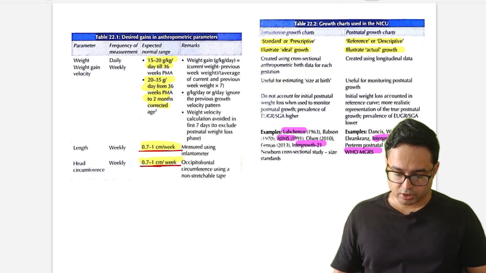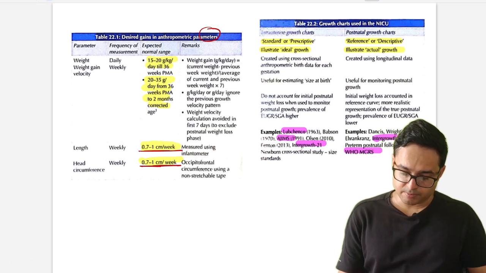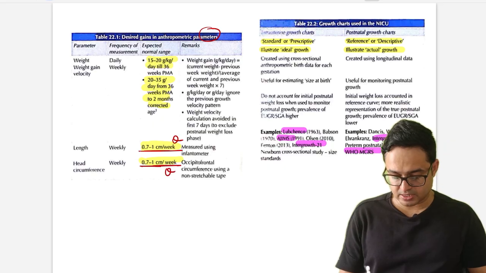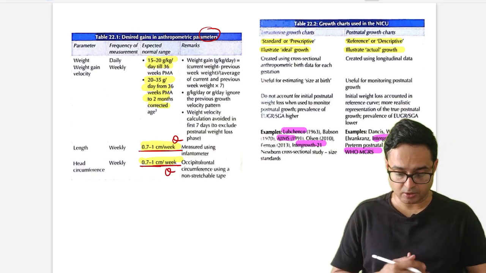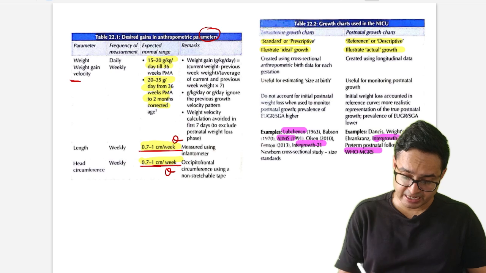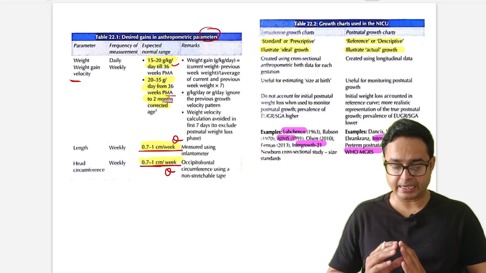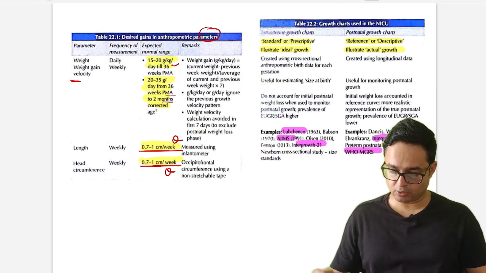Going forward to desired gain in anthropometric parameters. Length should increase by 0.7 to 1 centimeter per week. Head circumference should increase by 0.7 to 1 centimeter per week. Weight gain velocity should be 15 to 20 gram per kg per day till 36 weeks PMA, and 20 to 35 gram per day from 36 weeks of PMA to 2 months of corrected age. You have to remember all these.